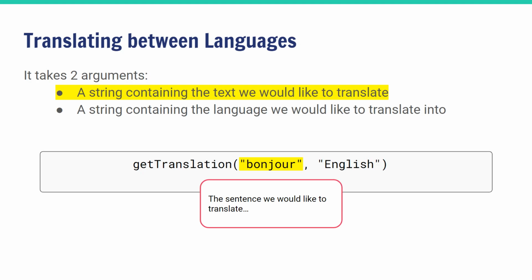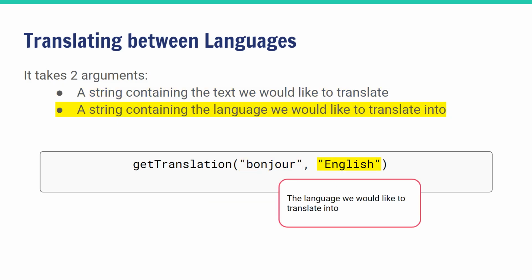So in this case, the first string is bonjour, which is the sentence we would like to translate, which is in French, and the second string is English, which is saying that we would like to translate bonjour into English.